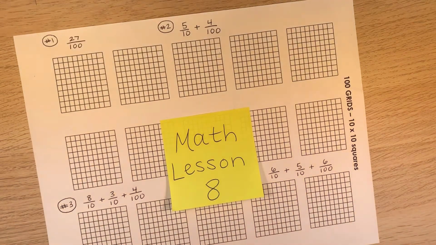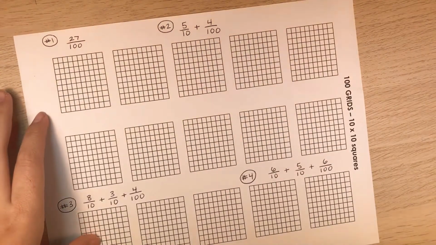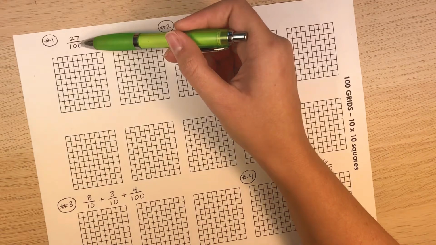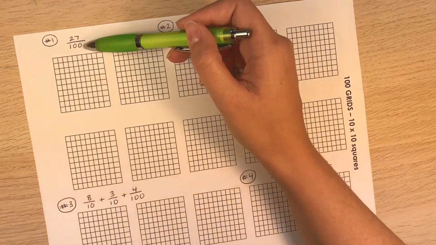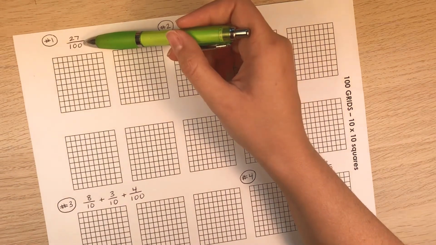Today I'm going to do a few practice problems for Math Lesson 8 with you. So our first problem is 27 hundredths. We always want you to look at the denominator to see what base 10 blocks you're going to be using. So in this case, our denominator is 100, so we're going to be using the unit cubes.